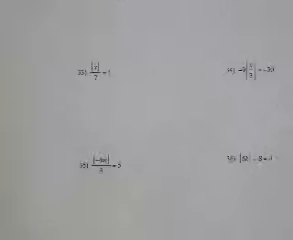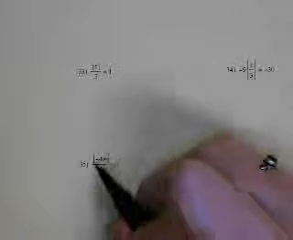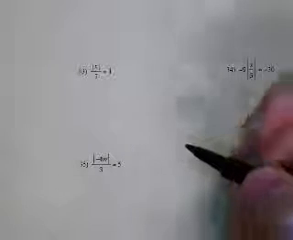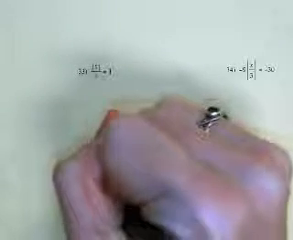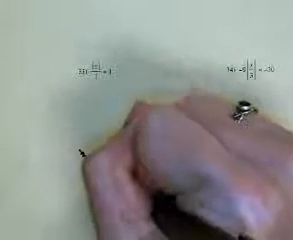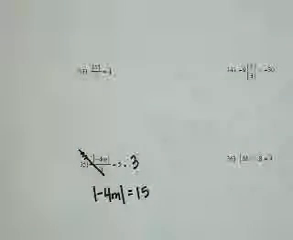Okay, let's do number 35 now. So on number 35, the first step is we need to get the absolute value alone. The absolute value is not alone right now because there is a 3 outside of those absolute value lines. So to get rid of a divide by 3, we times by 3 on both sides. Now we have the absolute value of negative 4m equals 15.